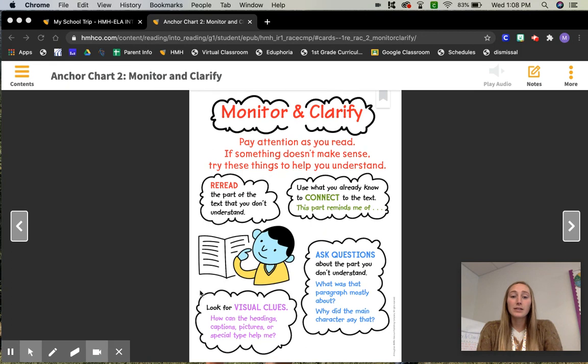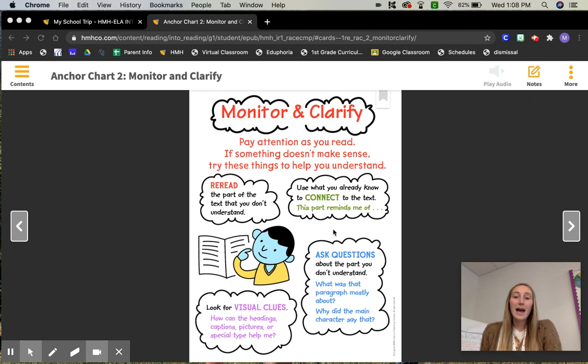And then the next thing is look for visual cues. How can the headings, captions, pictures, or special type help me? So the pictures on the front cover or the title of the book can tell you a lot about what the book is going to be about. Or sometimes, before I even read a book, I like to scroll through all my pages and look at all the pictures. That way I can get a really good idea about what the story is going to be about. So it's really important to look at your visual clues.